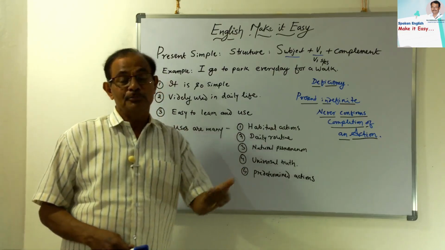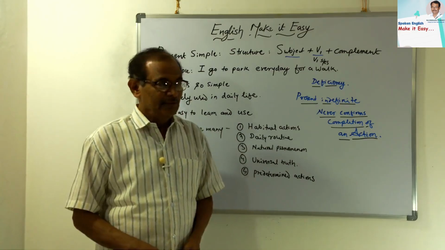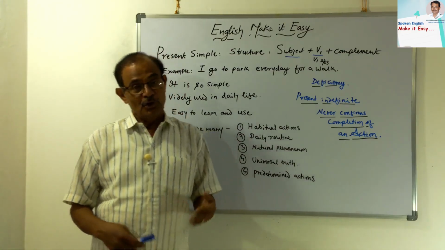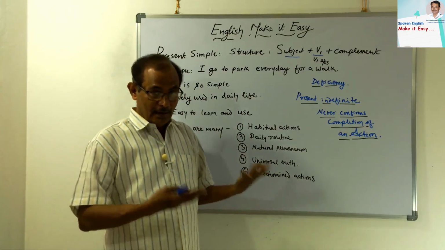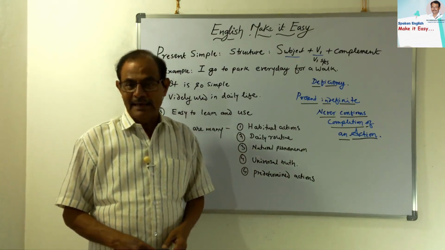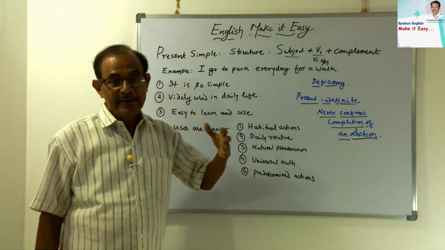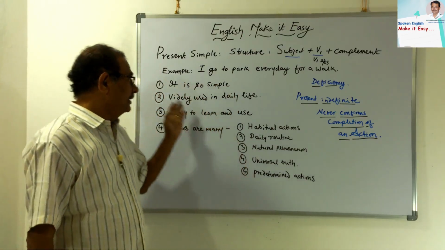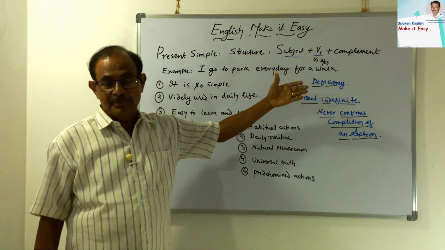She goes to park on alternate days. My wife goes for shopping. My students come to me for tuition. These are some of the examples. The salient feature of simple present is that it is very simple. Just now I have explained: subject plus V1 plus complement.